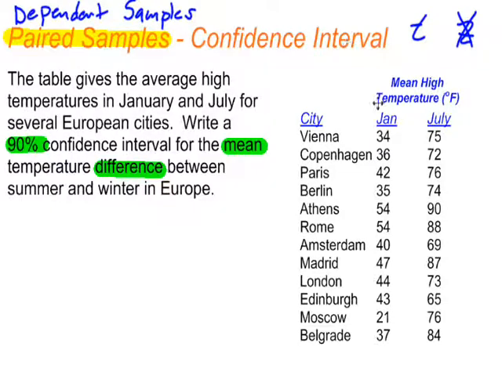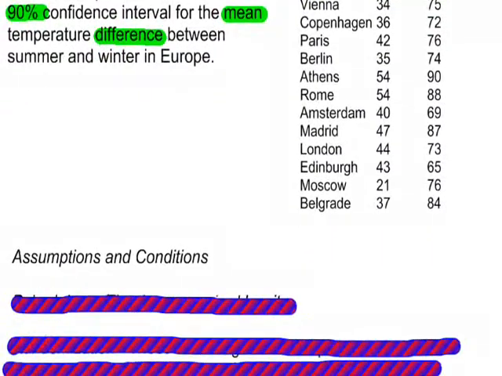And in this case, since we're taking the summer and winter temperatures from the same cities, that makes it a paired sample or matched pairs. Sometimes this is referred to as matched pairs because I can match these temperatures up. And there's all my temperatures. I'm not going to read through those. You can look at those if you need to. Well, the first thing I need to do is check my assumptions and conditions.